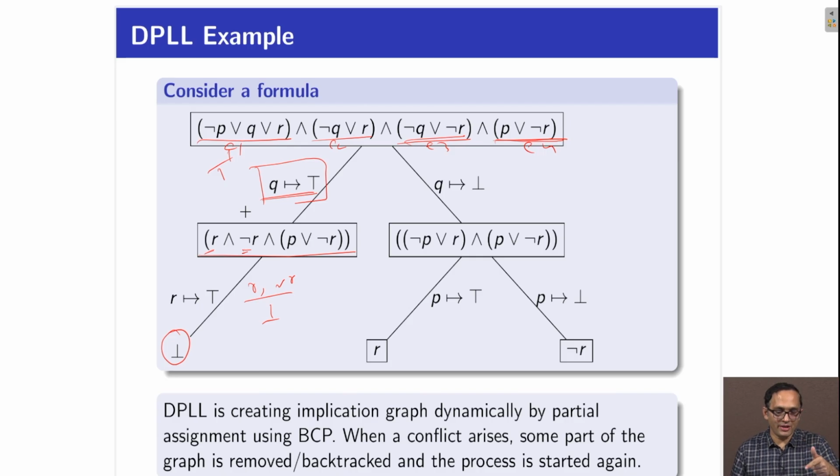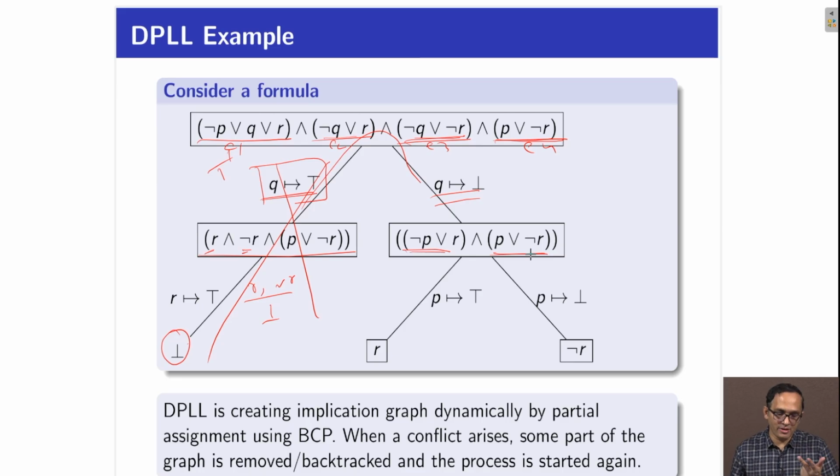The decision that I have taken about Q reached a situation where I get a contradiction and I will not get any assignment. So, what will I do? I will erase this part and restart the process with Q equal to false. If Q equal to false, the first clause becomes not P, R, the second and third clauses become true because not Q is present there, and this becomes not P, not R. And there is no further BCP possible.